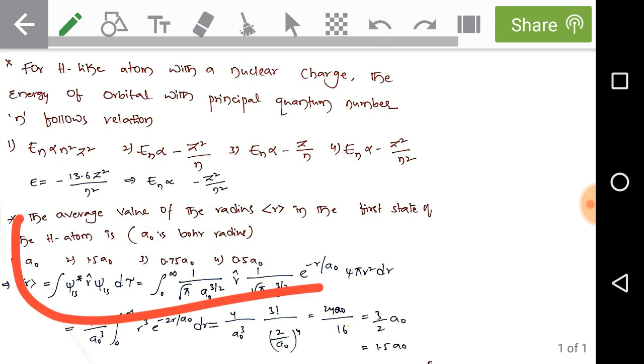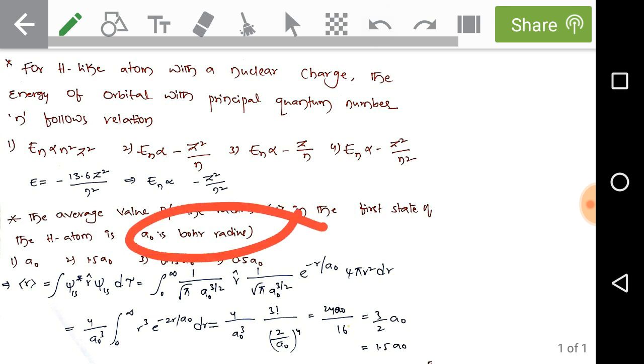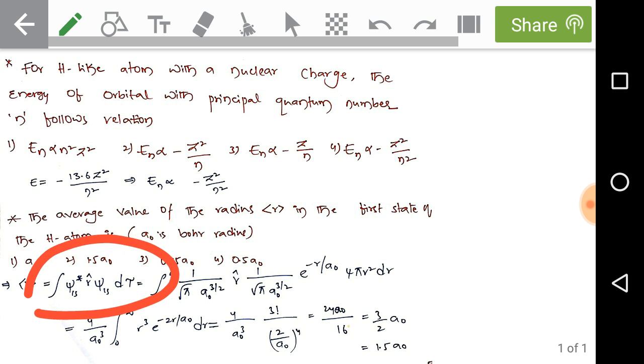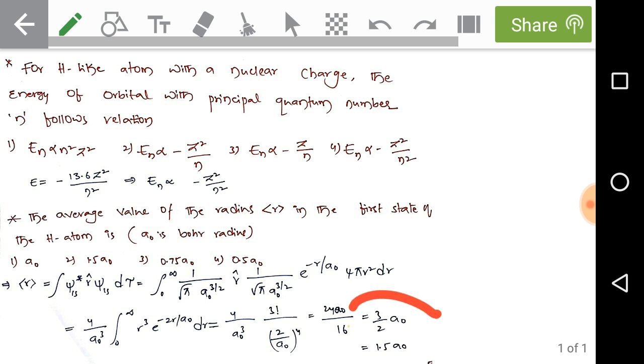Next one, the average value of the radius in the first state of the hydrogen atom, where A0 is the Bohr radius. So just take the integration of the wave function of the 1s orbital with the operator r caret. By applying and solving, we can get 3 by 2 A0, which is simply 1.5 A0.